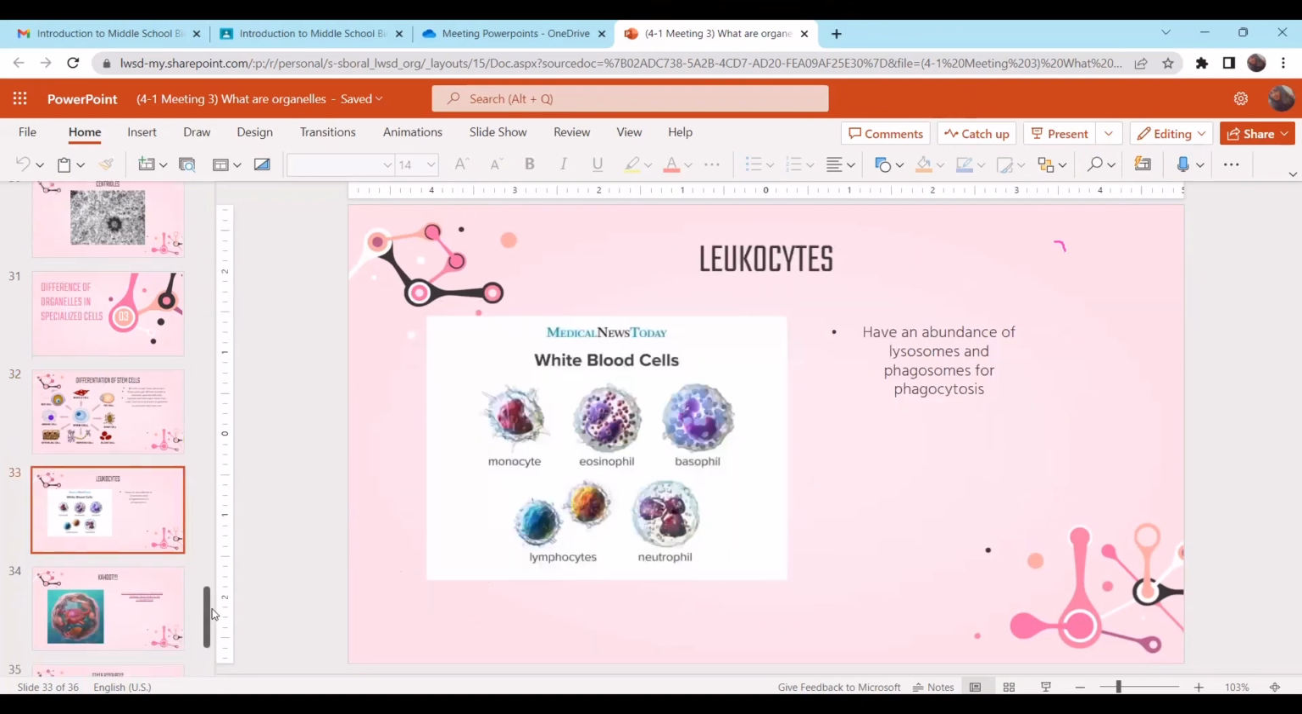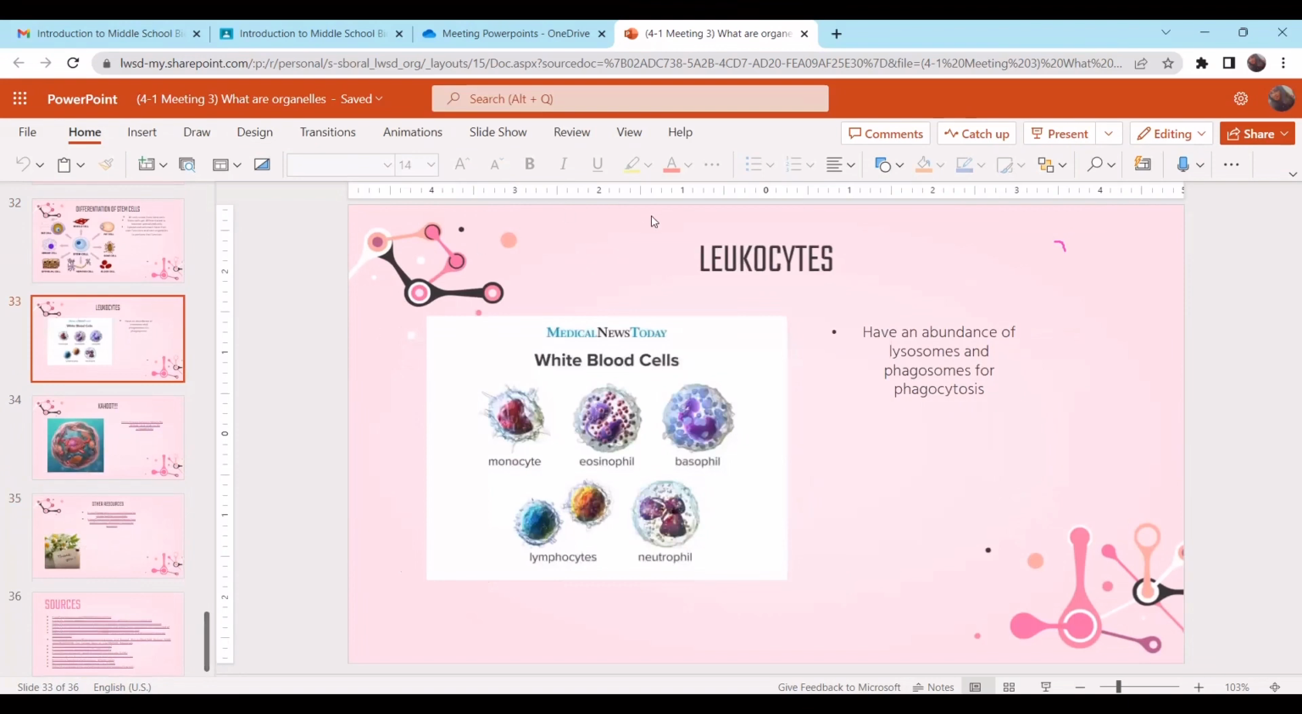Okay. So another special thing I would like to talk about is leukocytes. Leukocytes are white blood cells in your body. They're like the first thing your immune system responds to. If something comes into your body, like a microbe or a pathogen, first of all, your skin is the first layer of protection, but if it does penetrate through your skin, leukocytes are the second form of protection. Leukocytes are specialized to have an abundance of lysosomes and phagosomes.